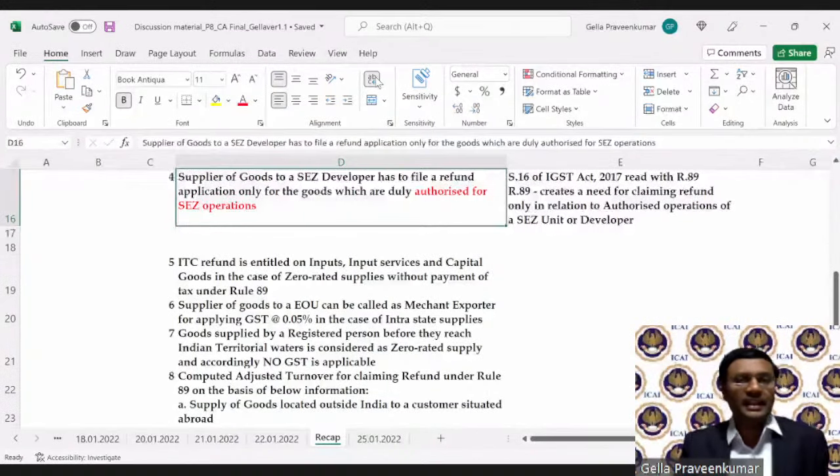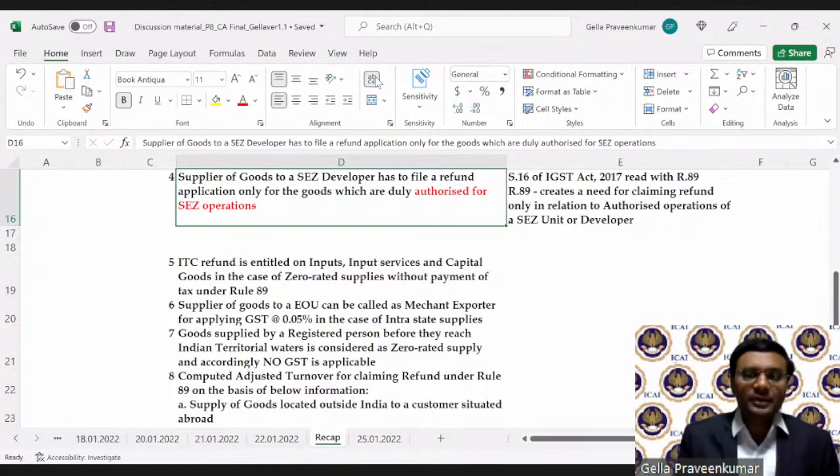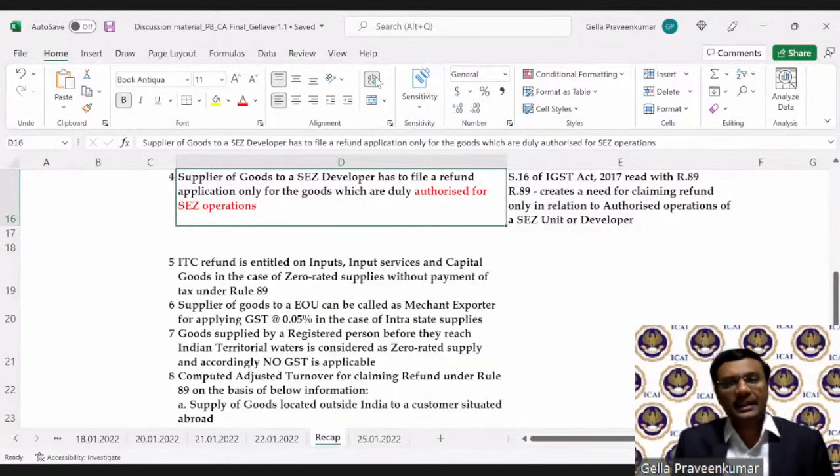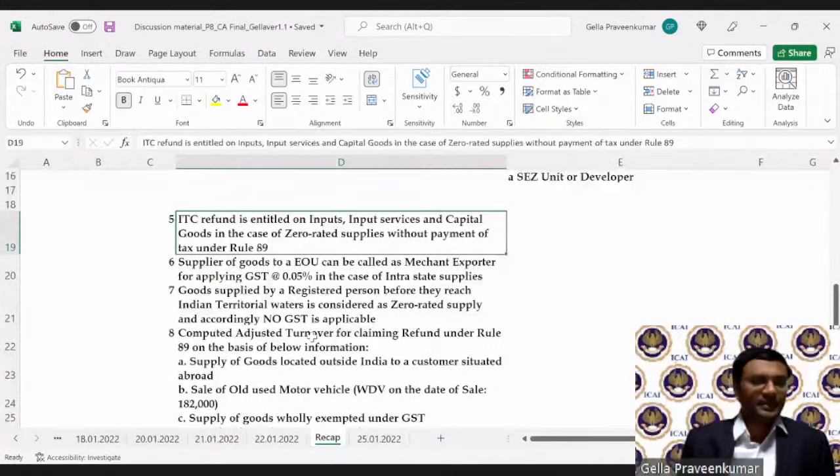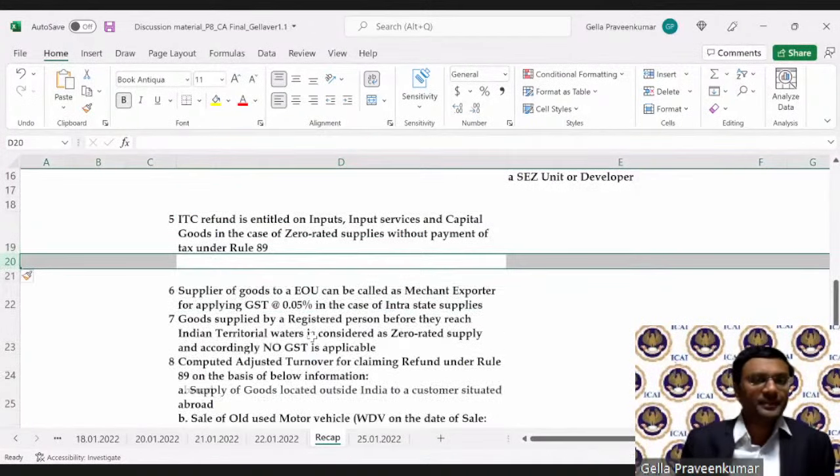Let me see if there are any questions so far on the points we have discussed. Namita gave an answer for that minimum value of refund of 1,000. This is applicable in relation to credit ledger, Namita, not in respect of cash ledger. So that is one point we need to take care of. Next. Question number 5.